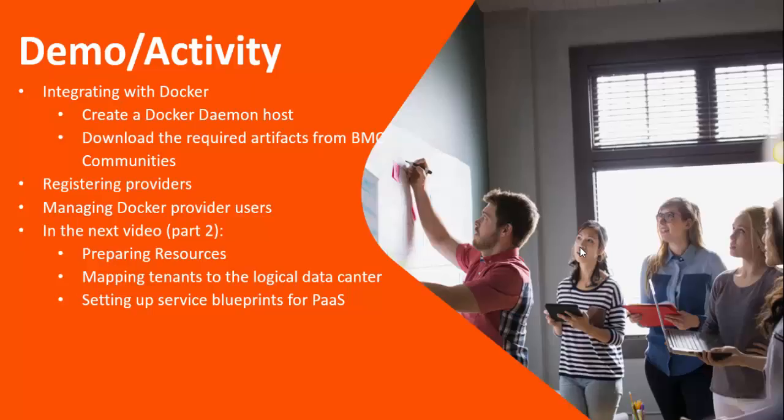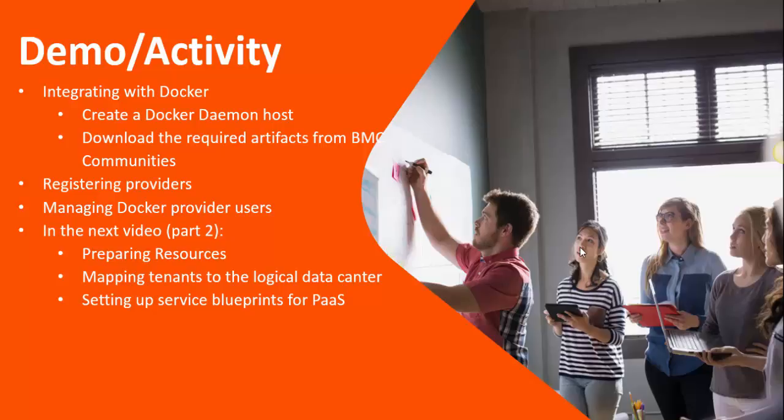During the demo session, we will be reviewing the following configurations. Integrating with Docker has two prerequisites. First, create a Docker daemon host and download the required artifacts from BMC communities. Then registering providers and managing Docker provider users. In the next video, we'll talk about preparing resources, mapping tenants to the logical data center, and setting up your first multi-tier service blueprint for PaaS.